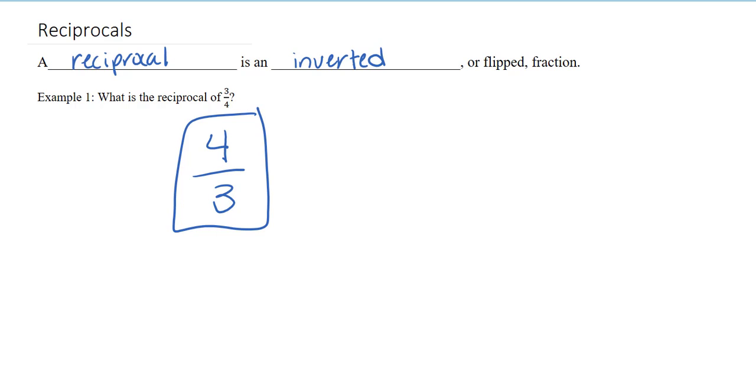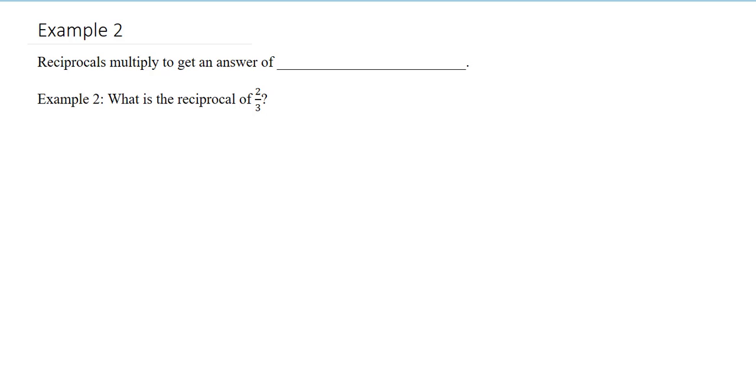Let's do another example. Example 2. Reciprocals multiply to get an answer of 1. I'll show you after we find the reciprocal of the second example. What's the reciprocal of 2/3? Well, if we're flipping it, it's just 3/2. And that would be our reciprocal.